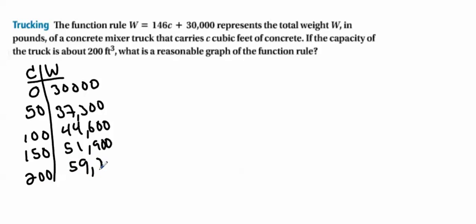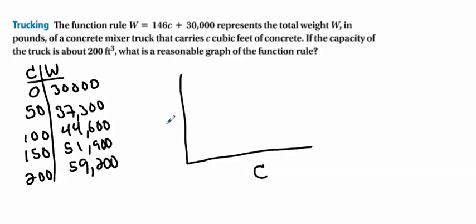I think it's 59,200. Again, I plugged it in for the value of C. Now, when I plot this, I only need to do this side right here. This is going to be concrete. I'm going to call that C, and I'm going to call this W. And 0, 30,000, and I'm going to put a dot right here. And then I guess I'm going to go up here, and here's 50.